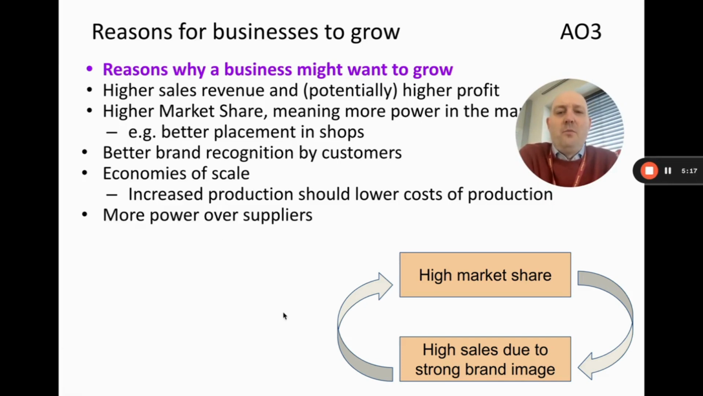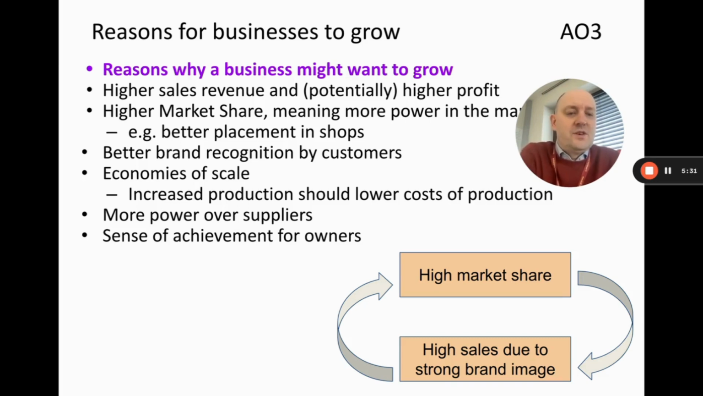We're also going to have more power over suppliers because we're buying more at once. Then we're going to have more power in negotiations with suppliers, so we should be able to buy our raw materials for a cheaper cost. It's also going to be a sense of achievement for owners. If an owner's taken a business from a sole trader through partnership, they've been incorporated, to see the business grow for the owner can be a real sense of achievement. And that might be one reason why the owner wants the business to grow.